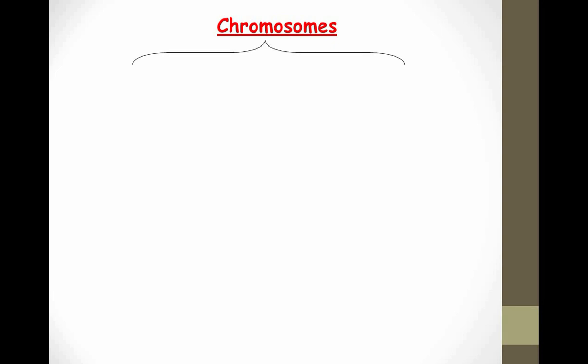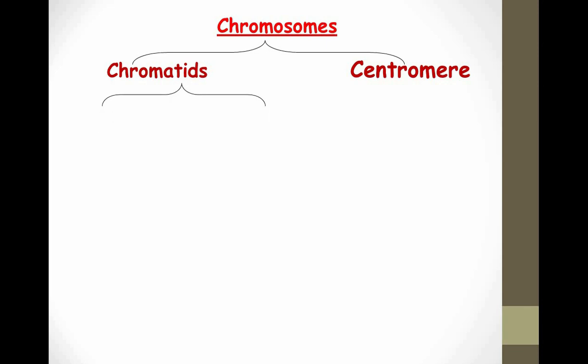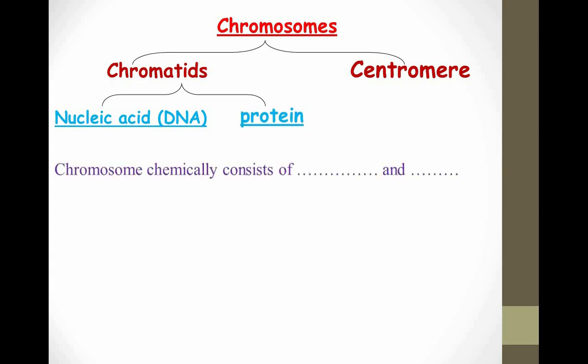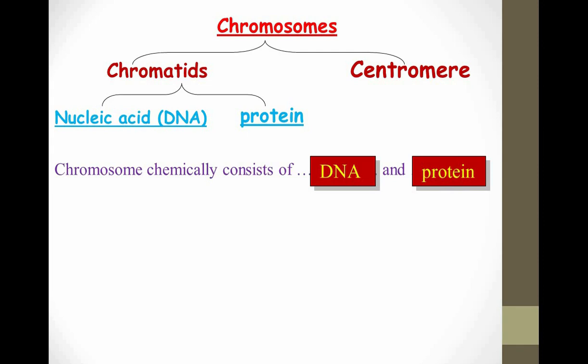Chromosomes consist of 2 chromatids connected at the centromere, and each chromatid consists of nucleic acid called DNA and protein. Chemically, chromosomes do not consist of chromatid and centromere but of nucleic acid, DNA, and protein. Chemically, chromosomes consist of DNA and protein. But generally, chromosomes consist of chromatids and centromere.